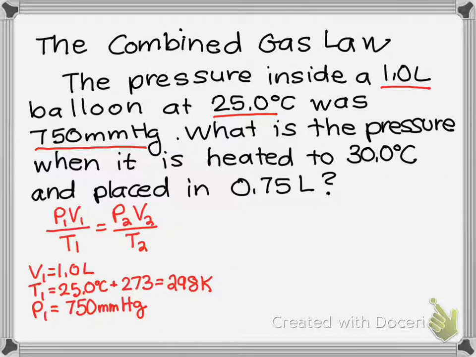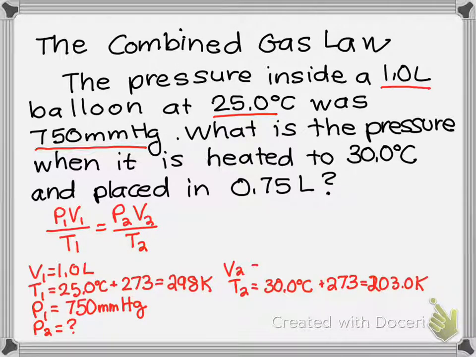What is the pressure? So pressure 2 is what we don't know. When it's heated to 30 degrees, so my second temperature is 30 degrees Celsius. So that is a plus 273. So that's 203 Kelvin. And then placed in 7.5 liters. And they want to know, I'll erase that. They want to know P2. I'll erase it from here.